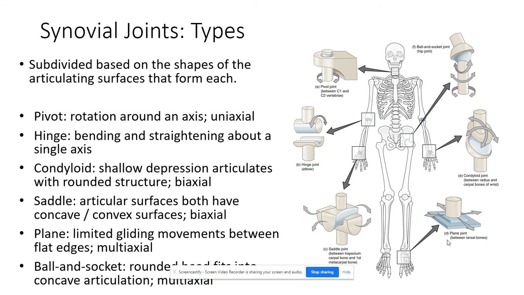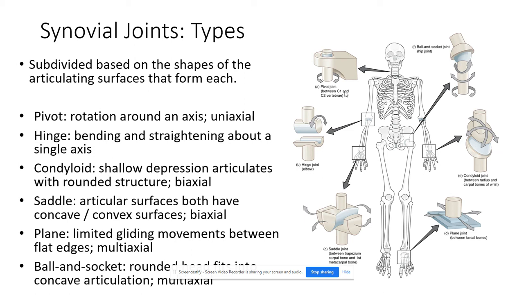There are different types of synovial joints, and the diagram off to the far right shows you the locations of where a variety of synovial joints would be located. Starting in alphabetical order, you'll have a pivot synovial joint. With the pivots, you'll have rotation around an axis, usually uniaxial. So that means it would only be able to go in a pivot, right to left.